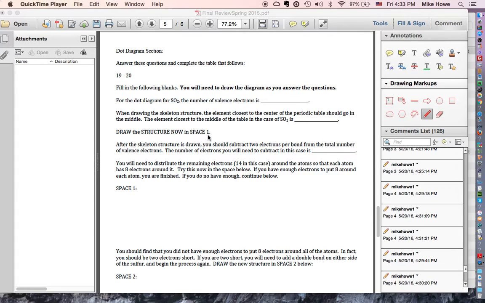We're going to move into the dot diagram section. In the dot diagram section, this is stuff we've done recently. So I'm going to walk you through these blanks. You're going to fill them in, and you're going to draw the dot diagram as you answer the questions.